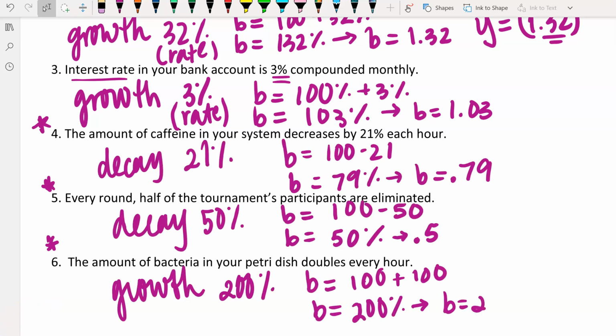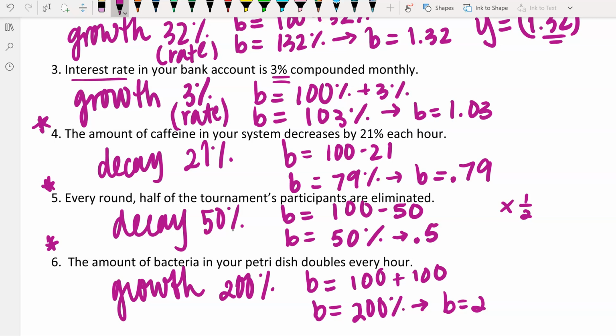All right, so 4, 5, and 6. 5 and 6 were a little tricky, so we're going to walk through those together. 4, decay, 21%, that's your rate. Your base is 0.79. Okay, so for number 5, it says every round, half of the tournament participants are eliminated. So you're getting rid of half of the participants every single round. You're probably thinking, well, that's dividing by 2 or multiplying by 1/2. And you're absolutely correct. That's the idea.